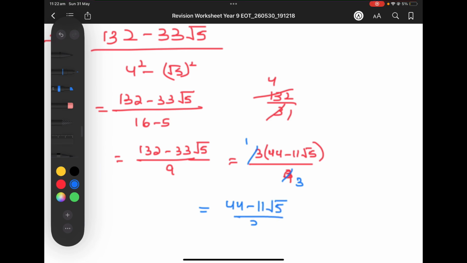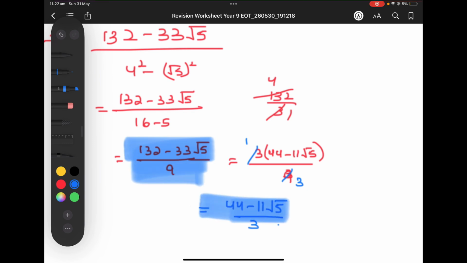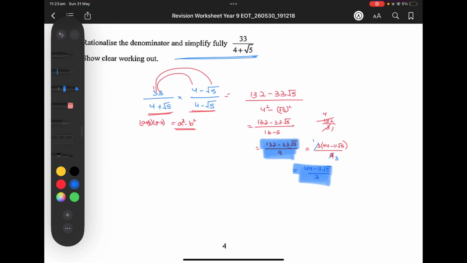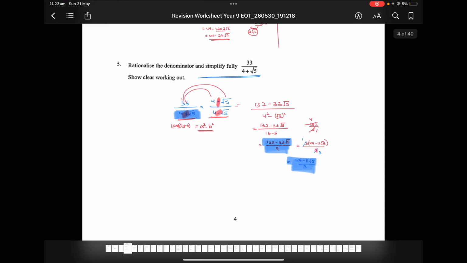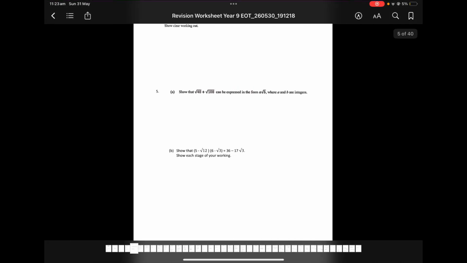5 over 3. There are 2 ways to leave your answer. You can leave your answer here or you can leave your answer here. They both are the same answers. The last one is a further simplified version of it. So what we did in the rationalization, we took the same term but with a different sign, and we started to simplify it. Multiplying and dividing with the denominator is what we have done here. Okay, now moving ahead with the next one.